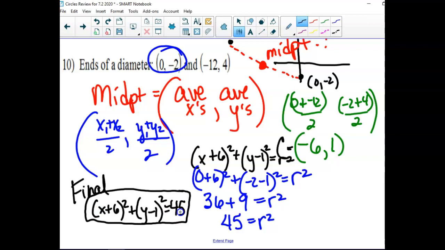Much easier if you just plug in an x and a y. And why did that work again? Because if we know the ends of the diameter, once we find the center, that was the midpoint, right? And then from the center to either of those endpoints is a radius, yes? Okay.